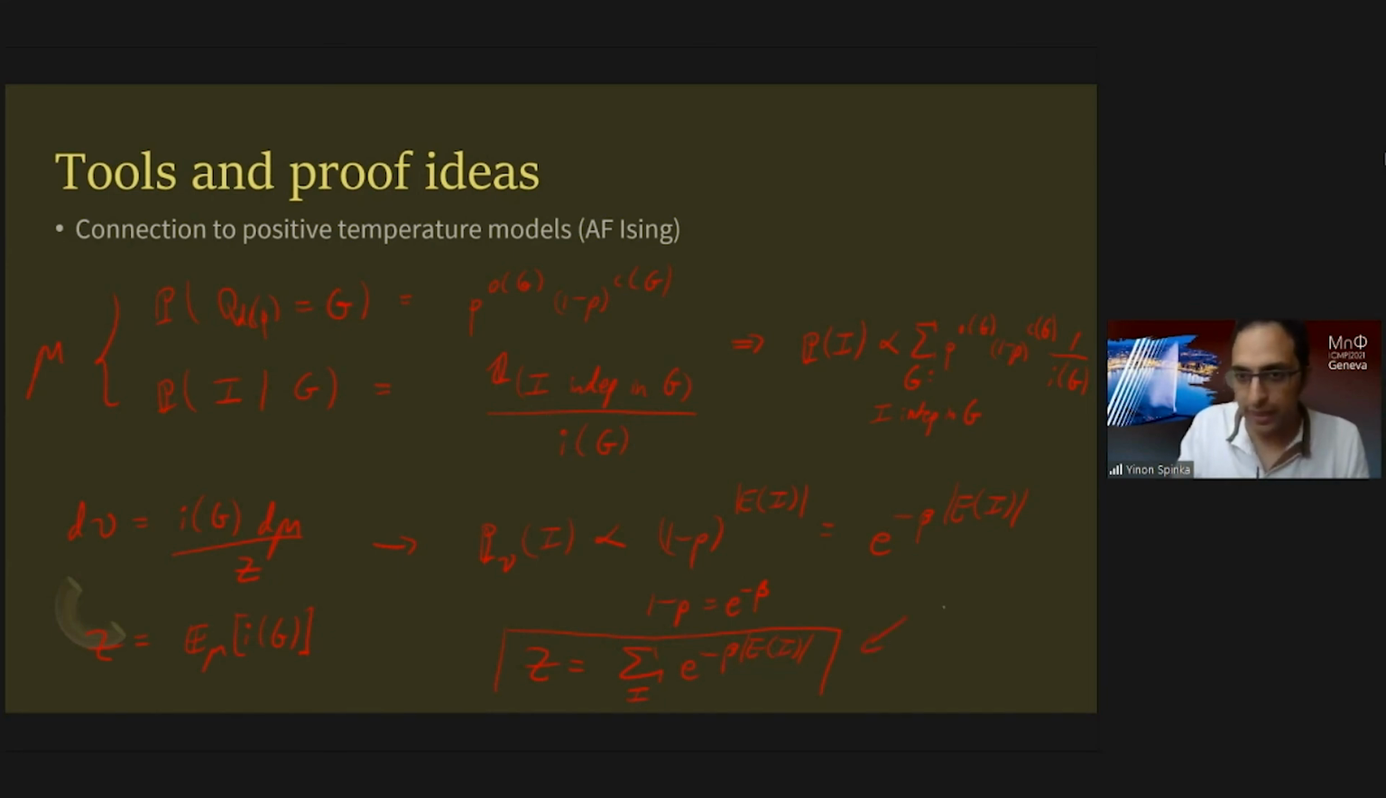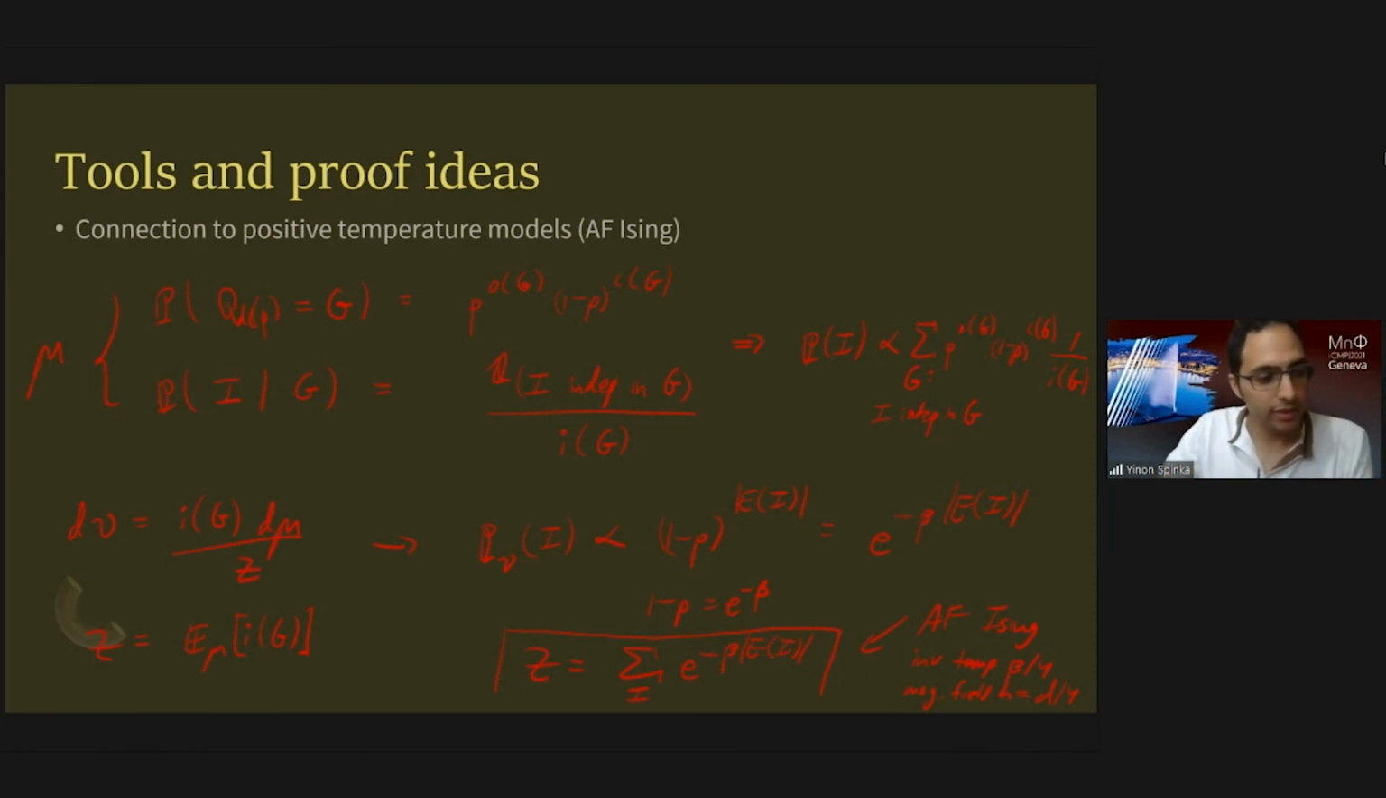And actually, this is exactly the antiferromagnetic Ising model at inverse temperature beta over 4 and magnetic field h d over 4. This over 4 comes from the different normalizations here and in the Ising model. So this is the relation I wanted to tell you to the Ising model, to the positive temperature model.